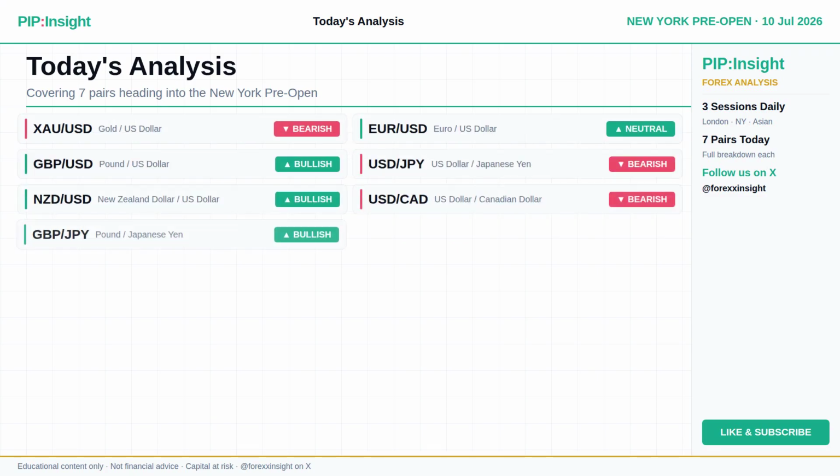Here is today's New York pre-open chart analysis. Pairs showing bullish structure: Euro dollar, Pound dollar, Kiwi dollar, Pound yen. Pairs showing bearish structure: Gold dollar, Dollar yen, Dollar Canada. Full chart breakdown for each pair coming up now. Remember, this is educational content only, not financial advice.